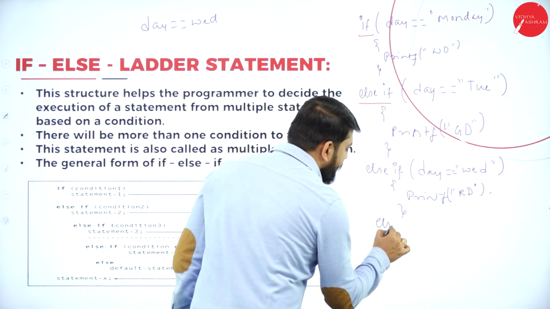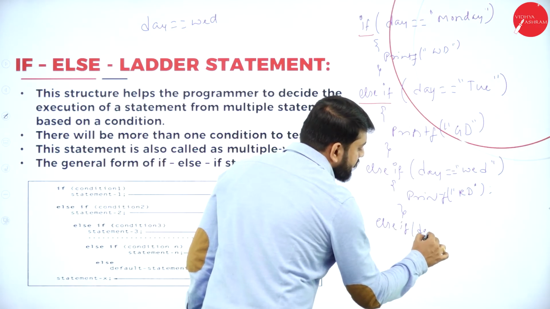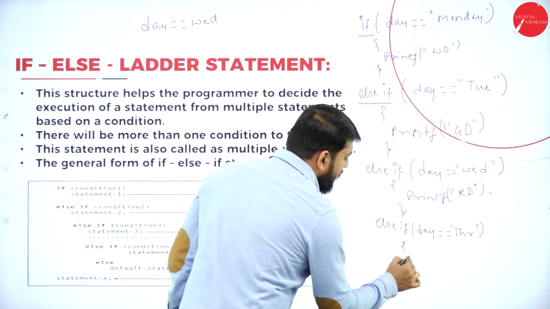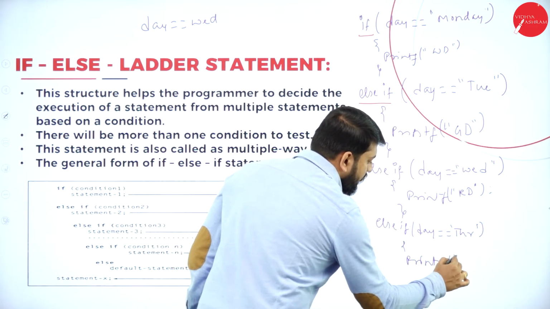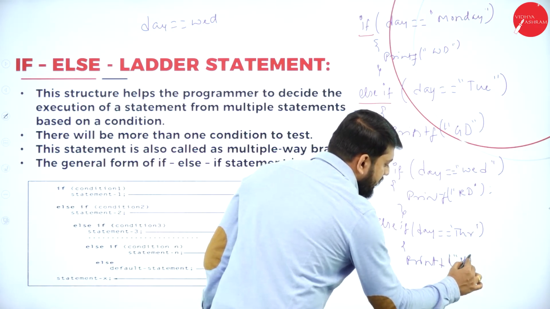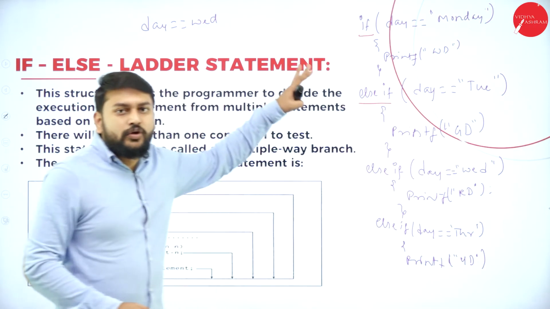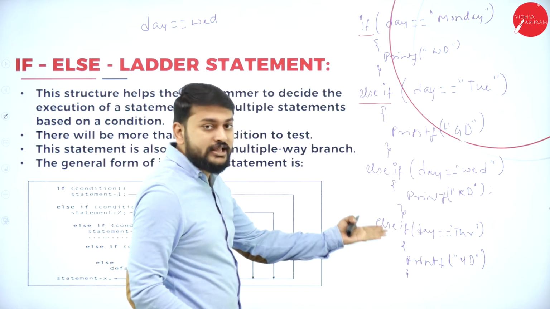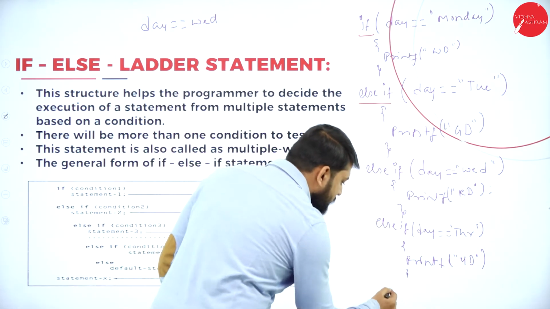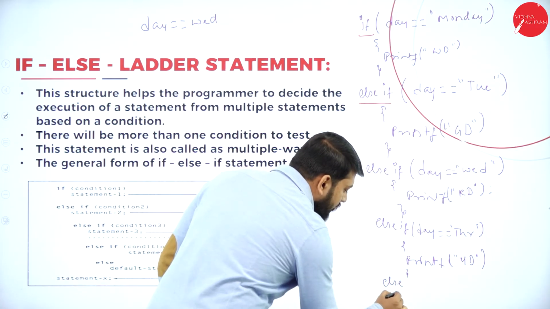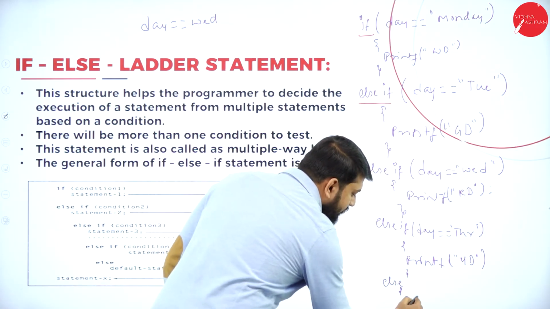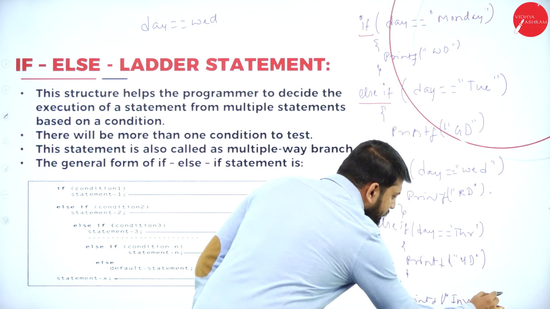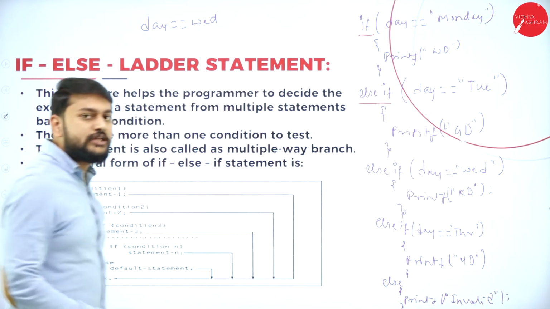Next, else if day is equal to Thursday. Let's try it like this. Then print f. What color do you want? Yellow dress. Like this, you will write for all the days. Imagine I have written Friday, Saturday, and also Sunday, but I don't have space, so let me just write it here. Last block: else, print invalid entry.